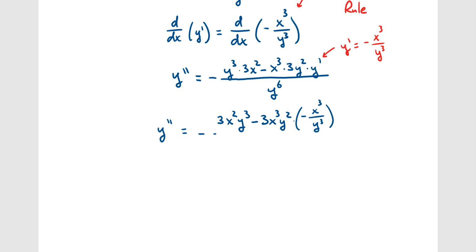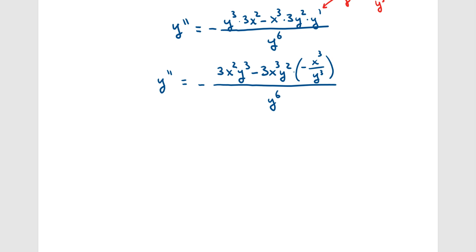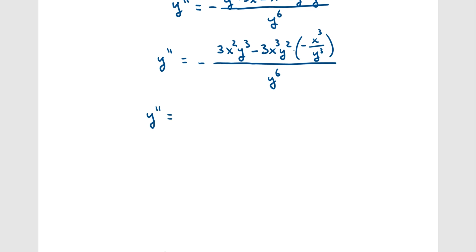to the 6th. And let's try to simplify a little bit more. And let's go ahead and rewrite this as negative 3x squared y cubed. And it's going to be plus, because of the two negatives over here on the right, x cubed times x cubed. We add the exponents. That gives us 3x to the 6th. And then we have y squared divided by y cubed. So it's going to be 3x to the 6th divided by y. And that's going to be over y to the 6th. So let's keep on going. Let's keep on simplifying this.